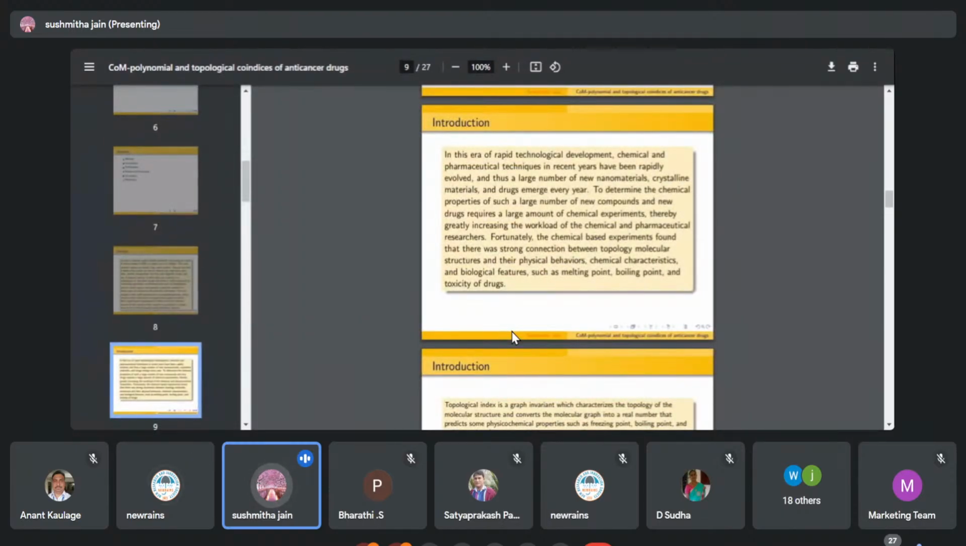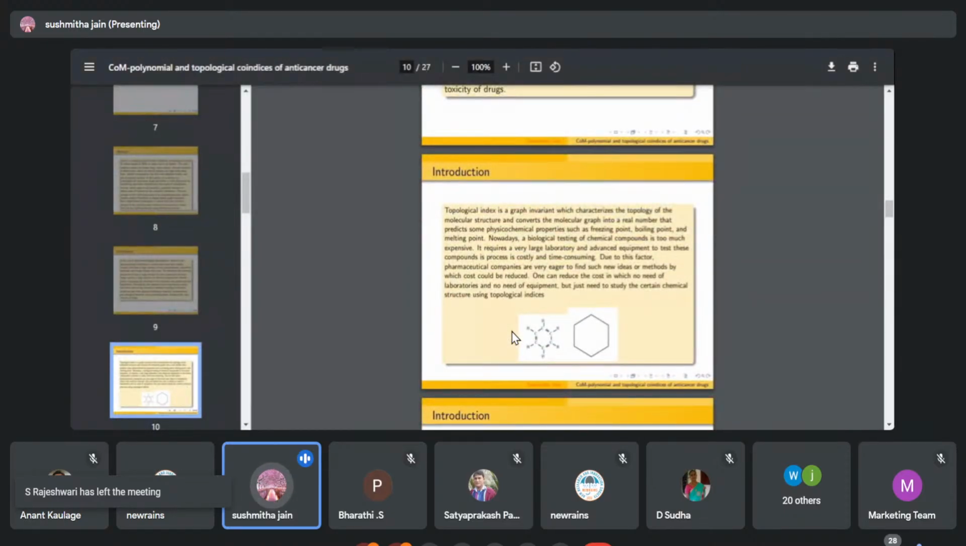In the present era, technological development and chemical pharmaceutical techniques have rapidly evolved in recent years, and thus a large number of new nanomaterials, crystal materials, and drugs emerge every year. To determine chemical properties, such a large number of new compounds and drugs require a large amount of chemical experiment, thereby greatly increasing the workload of chemical pharmaceutical research. Fortunately, chemical experiments found there was a strong connection between topological molecular structure and physical behavior, chemical characteristics, and biological features such as melting point, boiling point, and toxicity of drugs.